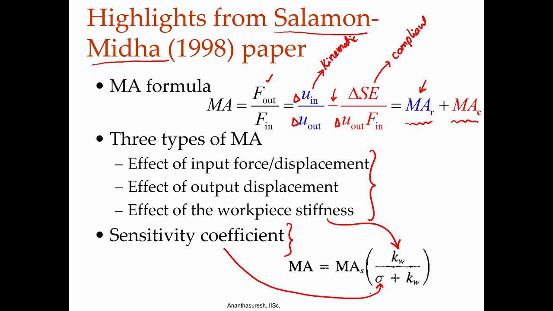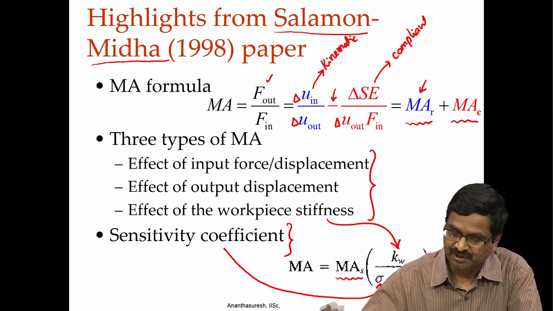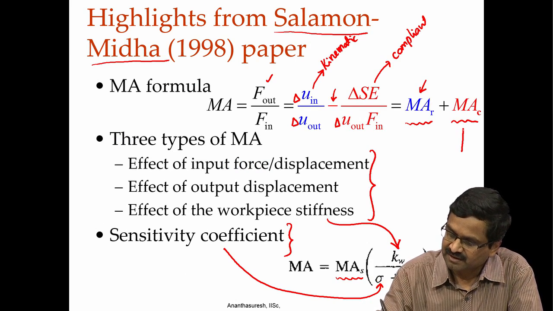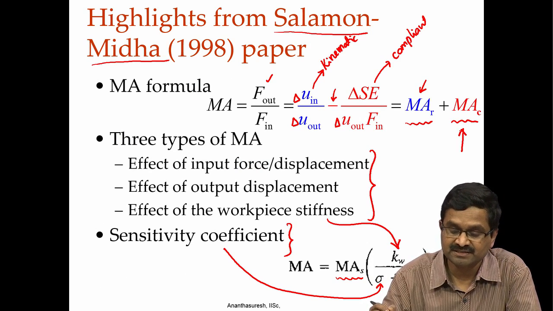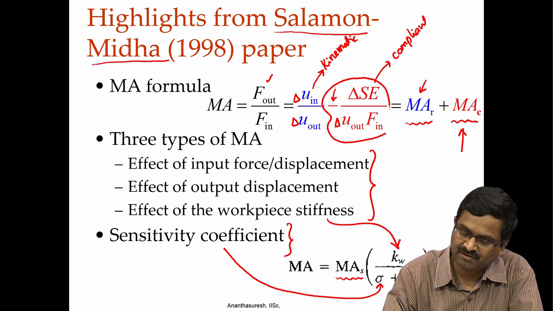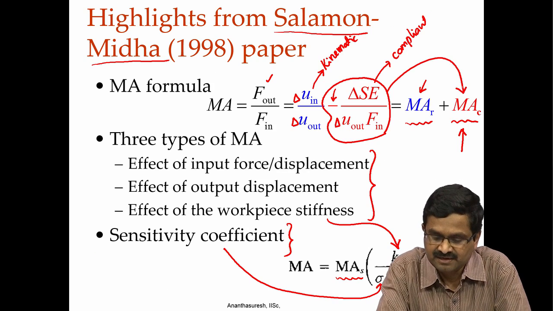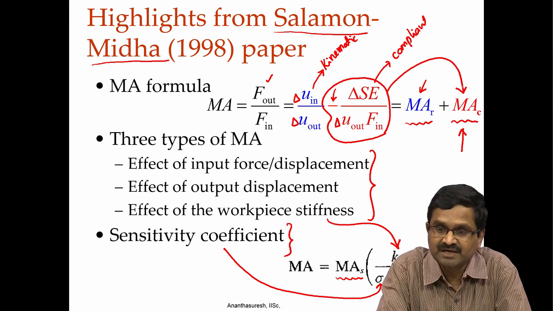If sigma is 0, then we just have what is known as the bounding value of the mechanical advantage, MAS, because then it will become 1 when sigma is equal to 0. So, our aim is to make sigma as small as possible. Now, one other point we need to remember is that the compliant part of mechanical advantage is negative, because there is a negative sign here. Including the negative sign, we are calling that MAC. So, delta SC, delta u out and F in with a negative sign is MAC.